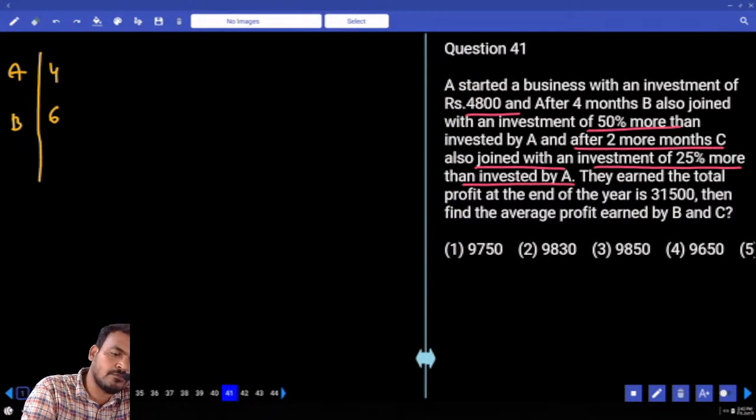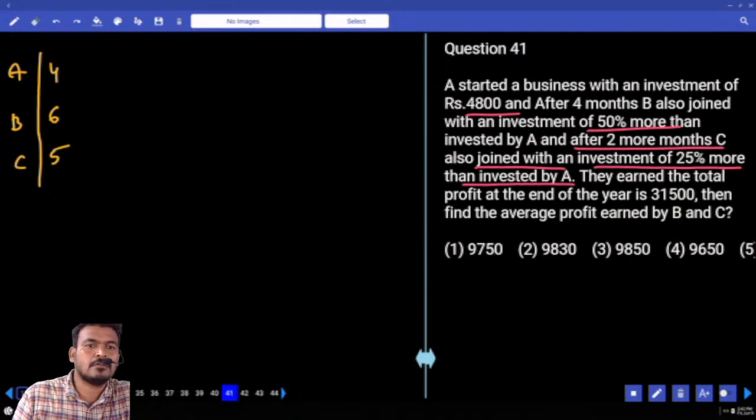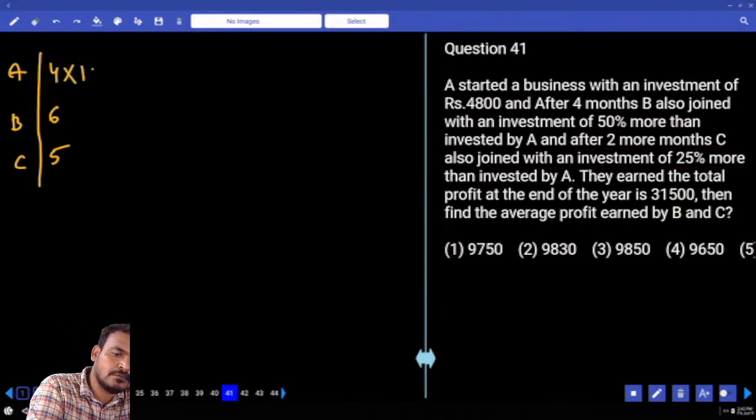Already A's investment is 4 parts. 25% more means 1 more. Then C's investment is 5 parts. That is the investment ratio of A, B, C. And A invested for the entire time. A, how many months? 12 months.